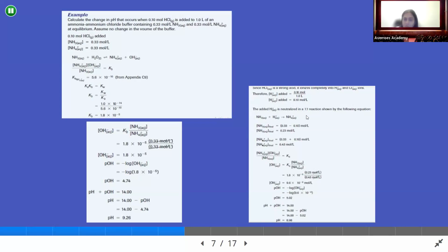We can write out our Kb again for this reaction, which is your NH4+ times your concentration of OH- over your concentration of NH3. Rearrange that for the concentration of OH- and solve that. Our pOH, therefore, we use our log equation again and we get our pOH of 5.02. Subtract that from 14 and we get our pH to be 8.98. So the pH of the ammonium chloride buffer decreased from 9.26, our initial buffer pH, to 8.98.